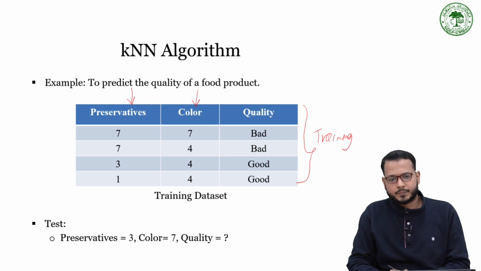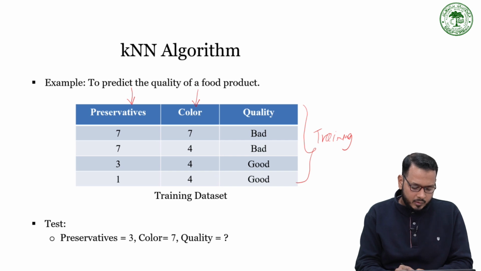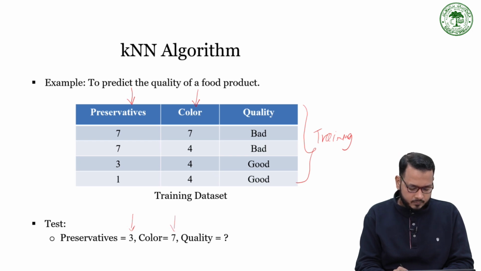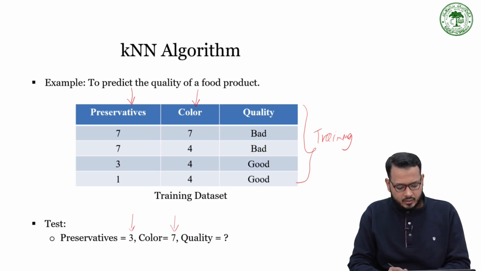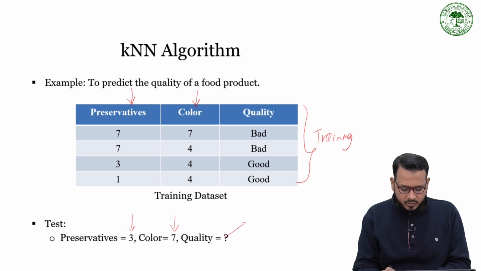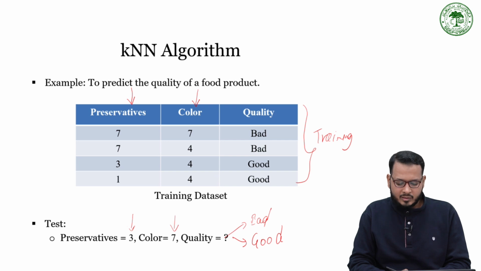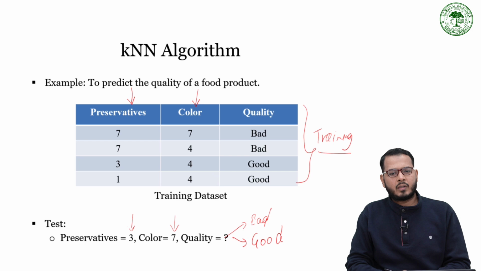already available to me. On the basis of this training data set, I want to identify that for a new food product, if the amount of preservatives is 3, the amount of color is 7, then what is the quality of that food product? Either it is bad or it is good. I have to make the decision only on the basis of the previously given training data set. Let's see how the k nearest neighbor algorithm works in this scenario.